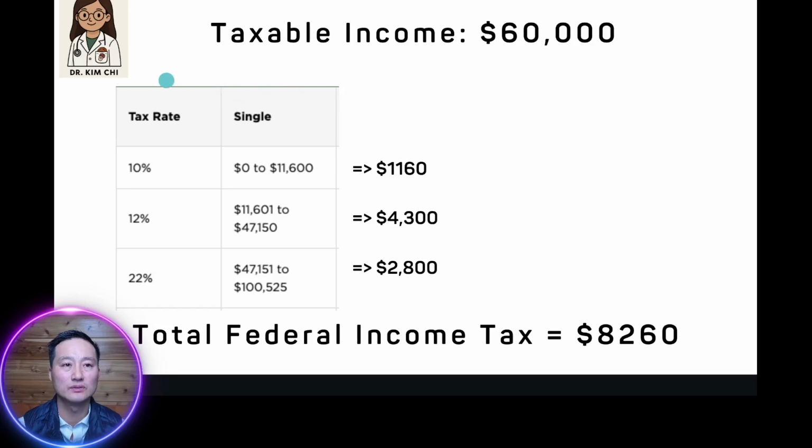Let's apply this to Dr. Kimchi's taxable income. Let's just assume that her taxable income is $60,000. So first, $11,600 of her taxable income is going to get taxed at 10%. The next roughly $35,000 of her taxable income is taxed at 12%. And then the remaining roughly $13,000 will be taxed at 22%. When you add all this up, your federal income tax bill is going to be roughly $8,200.